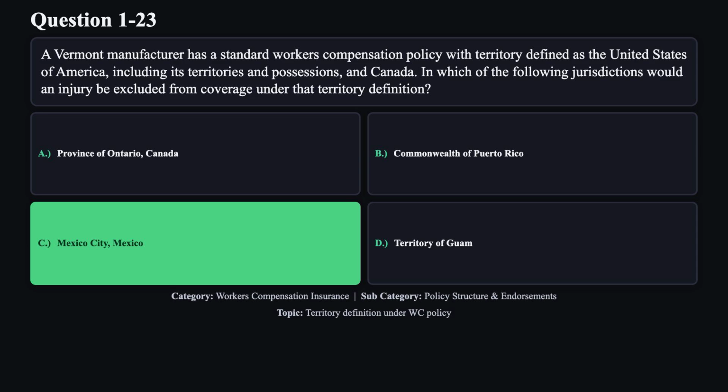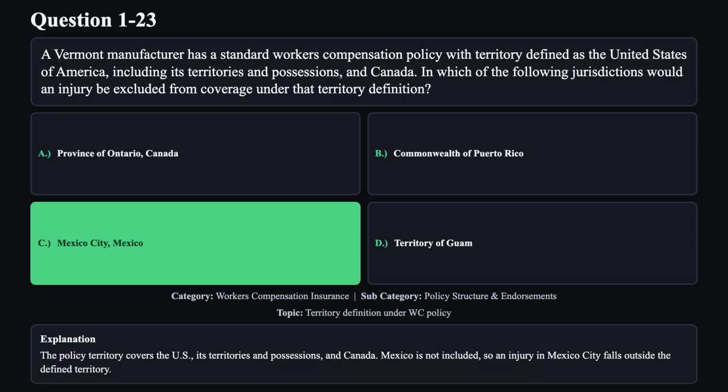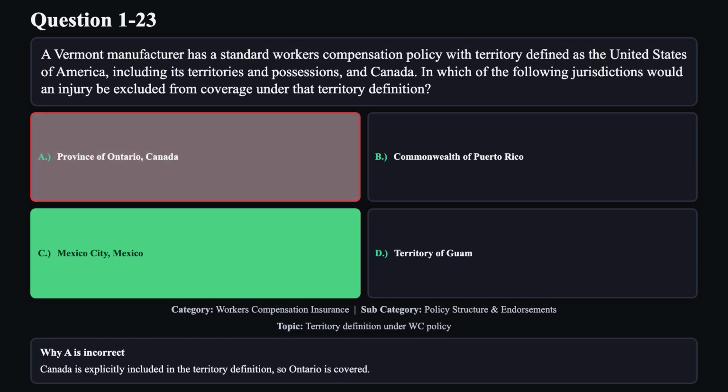The correct answer is C. The policy territory covers the U.S., its territories and possessions, and Canada. Mexico is not included, so an injury in Mexico City falls outside the defined territory. Reason A is not correct. Canada is explicitly included in the territory definition, so Ontario is covered.